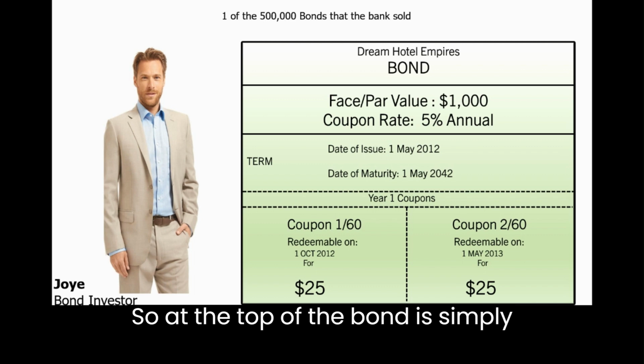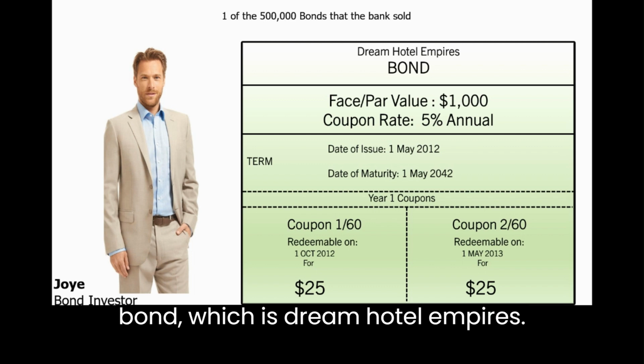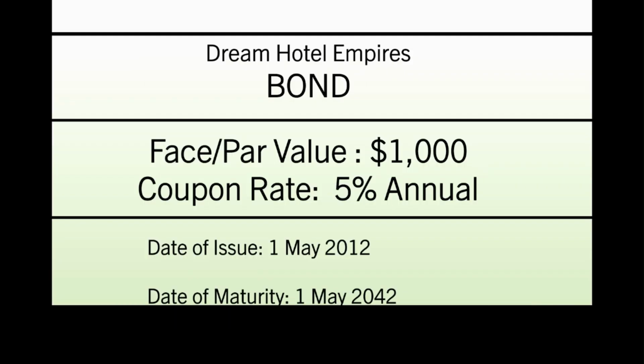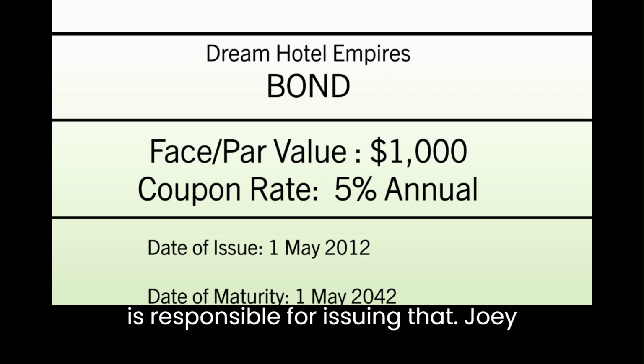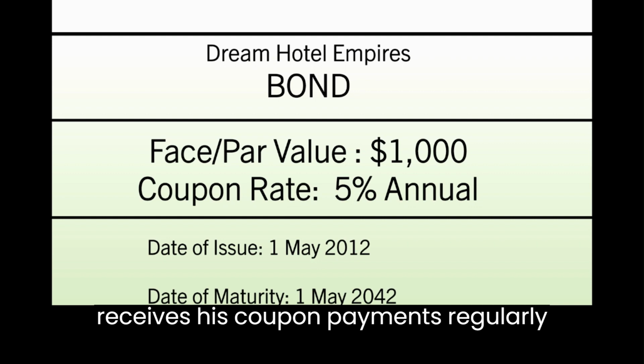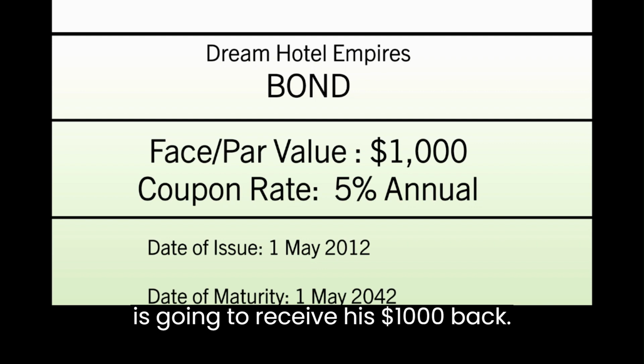So at the top of the bond is simply the name of the company that issued the bond, which is Dream Hotel Empires. So this is the person or the company who is responsible for issuing that. Joey receives his coupon payments regularly, and also whenever the bond matures, he is going to receive his $1,000 back.